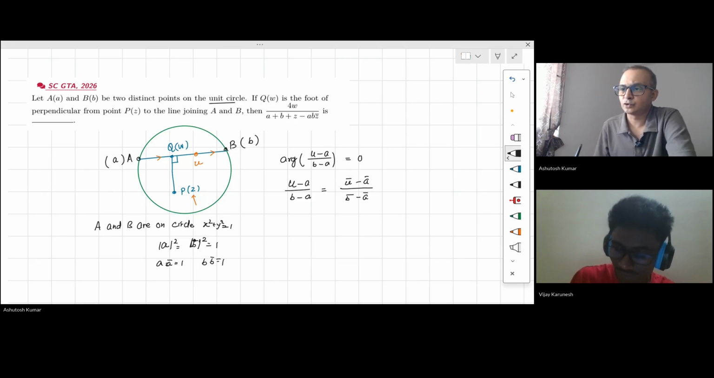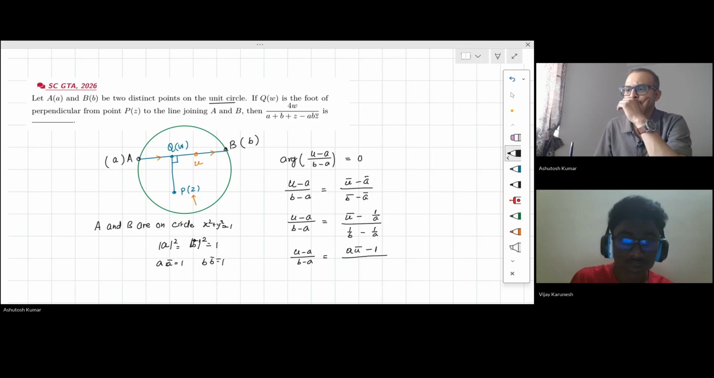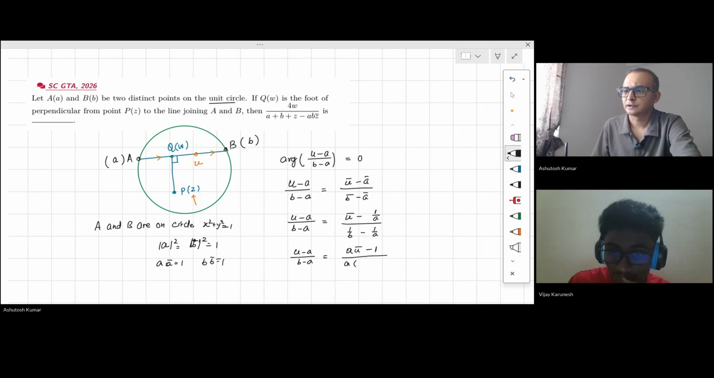So in this way, I can substitute the A bar and B bar with 1 by A and 1 by B. So U minus A by B minus A, and here U bar minus 1 by A over 1 by B minus 1 by A. If we simplify, we get U minus A over B minus A, and here we get A times U bar minus 1 divided by A times, and here we have A minus B, correct?